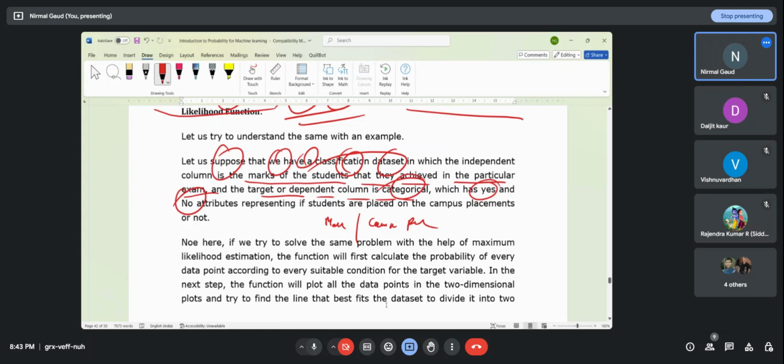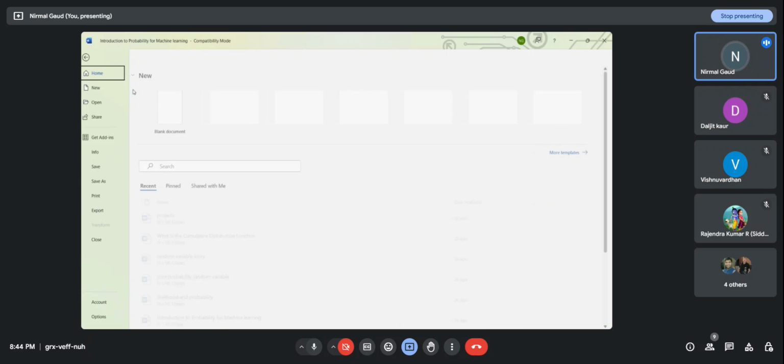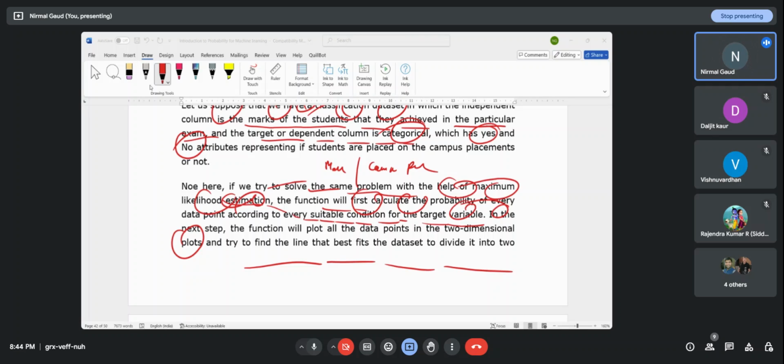Now, if we try to solve this problem with the help of maximum likelihood estimation, the function will first calculate the probability of every data point according to the suitable condition for the target variable. Next, we will plot these data points in a two-dimensional plot and try to find the best line that will divide yes and no. So what does a classification model do? What we perform in classification is we have to make a line that can separate the classes. That's what we have to do.